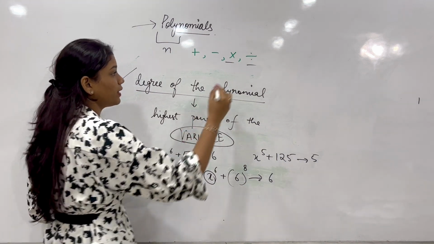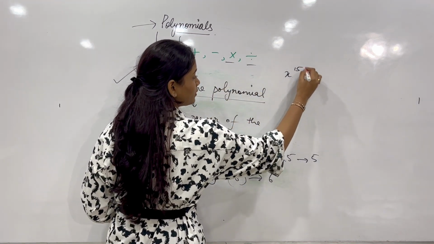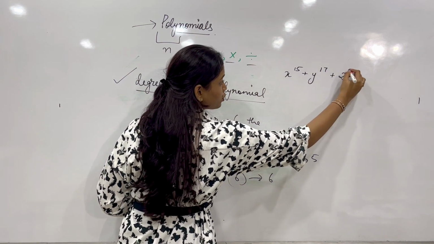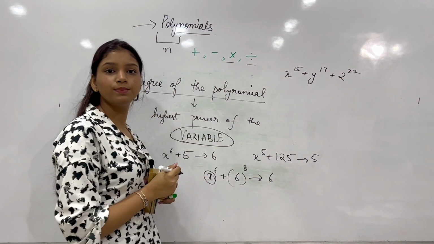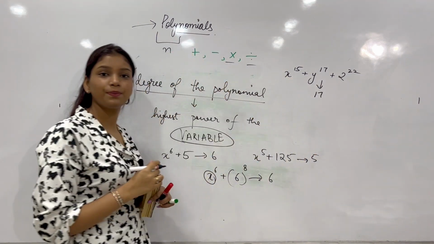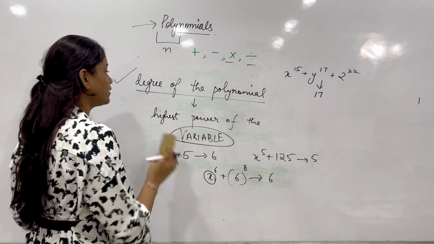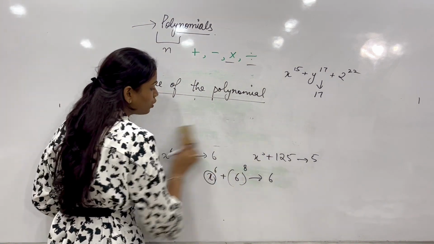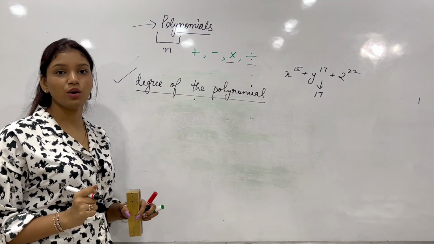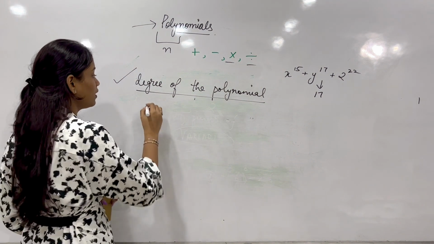Okay? If I say x to the power 15, y to the power 17, 2 to the power 22. Highest degree 70. I hope this is clear. Now we can also differentiate polynomials on the basis of their degree.